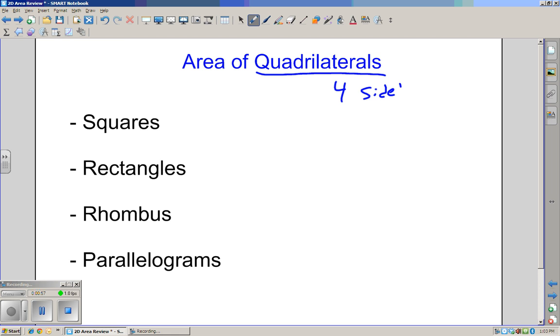For this review and for this unit's purposes, the quadrilaterals I am talking about are squares, rectangles, rhombuses, and you will remember a rhombus just looks like a squished square. So all the sides are equal just as a square would be. And the last one is a parallelogram, which, as I draw this very poorly, looks like a squished rectangle. So my top and bottom are the same, and then my two sides are the same lengths as well. So squares, rectangles, rhombuses, and parallelograms are my quadrilaterals.